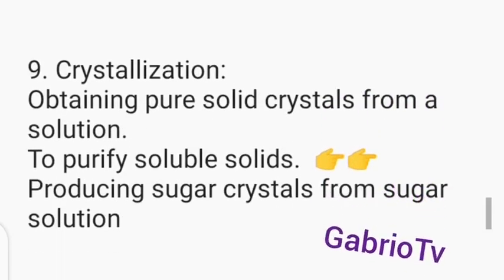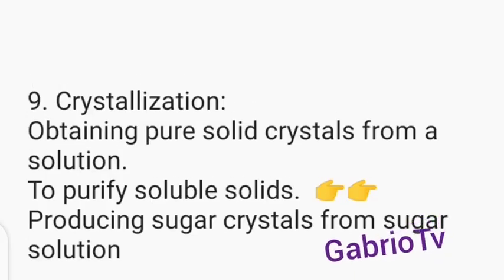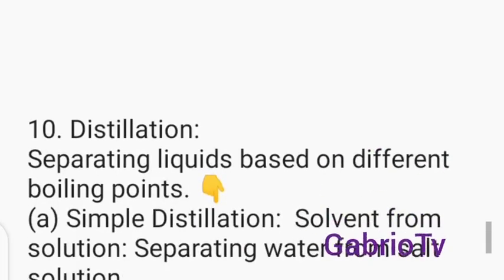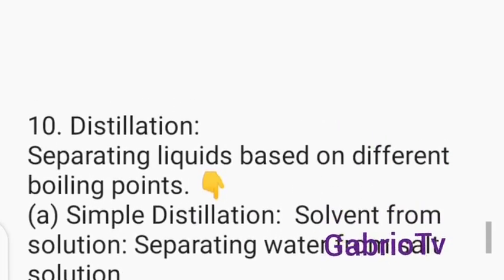Then another one that is similar to that is crystallization. Crystallization is obtaining pure solid crystals from a solution. You understand? That is to purify soluble solids, for example, producing sugar crystals from sugarcane. Evaporation to dryness is very close to crystallization, but in crystallization you obtain pure crystals from a solution. That is a dissolved solid present in a solution, so you can actually use it to separate them. So that is that. Then how about distillation?